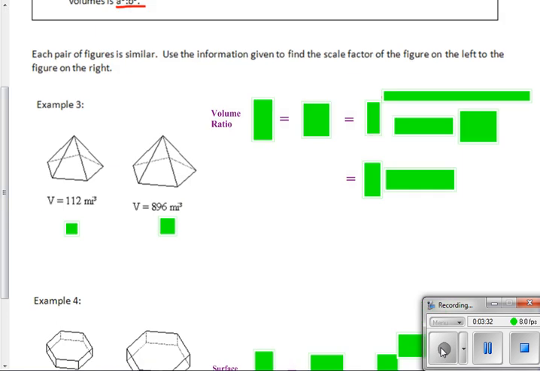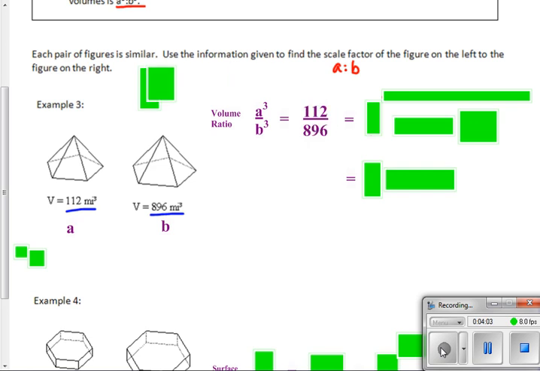So the directions have us, for each of the figures that is similar, use the information given to find the scale factor. We want to find the scale factor, which would be A to B, of the figure on the left to the figure on the right. So left over right. Again, A over B. When we have A over B here, this is cubed, A cubed, B cubed. Why is it cubed? Well, our measurements are dealing with volume. So A is on top, B is on the bottom, which means we'd have 112 over 896.